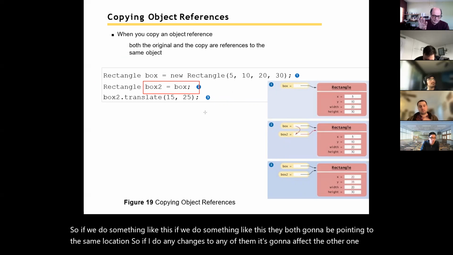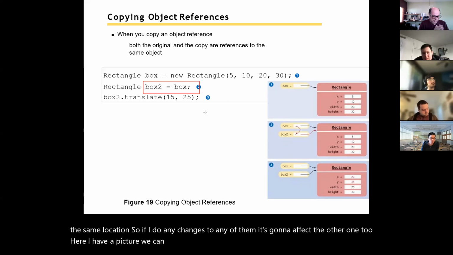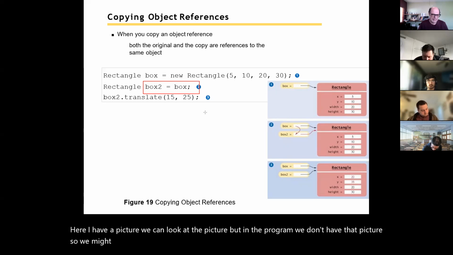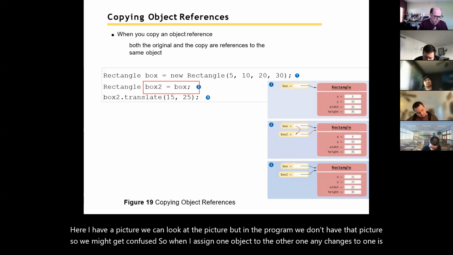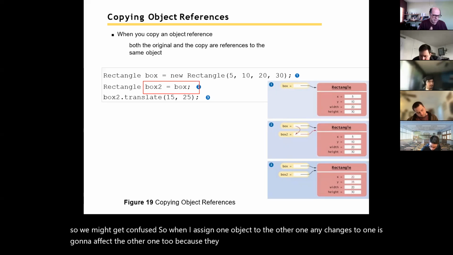Here I have a picture, we can look at the picture, but in the program, we don't have that picture, so we might get confused. So when I assign one object to the other one, any changes to one are going to affect the other one too, because they both are pointing to the same location.